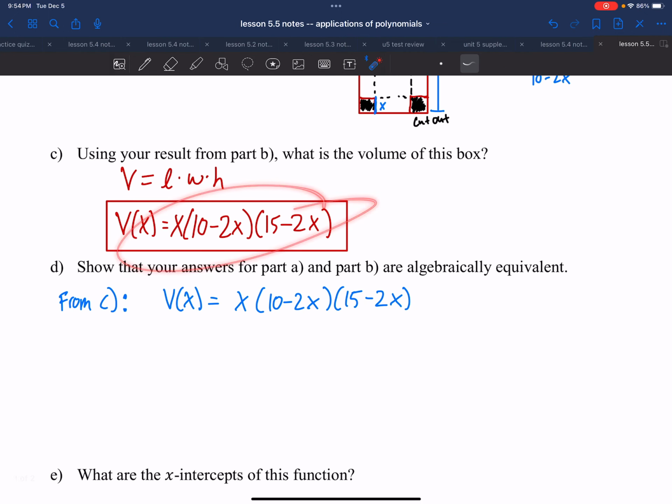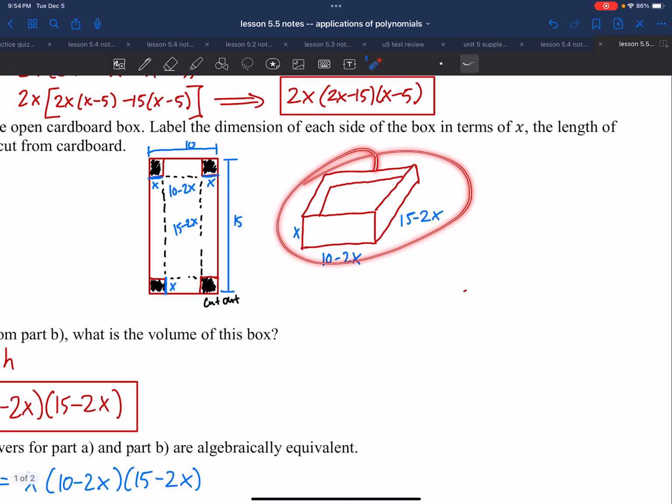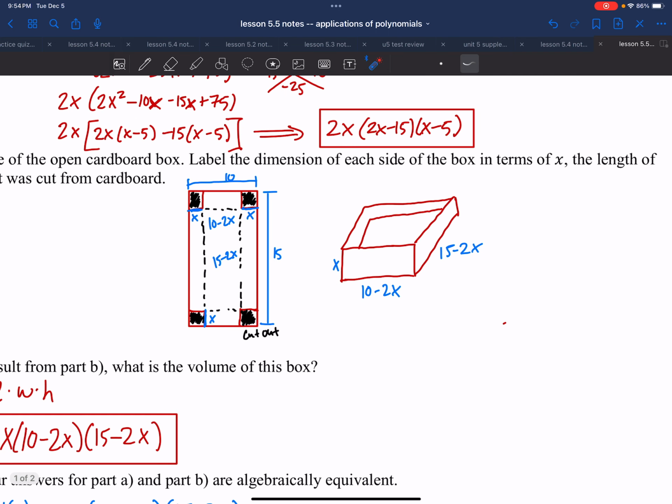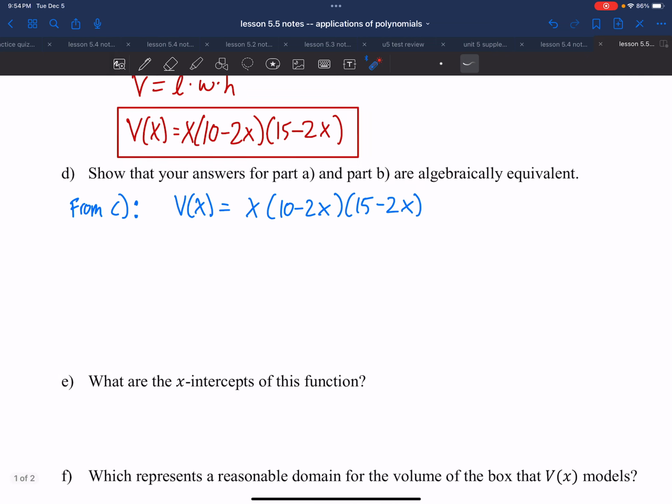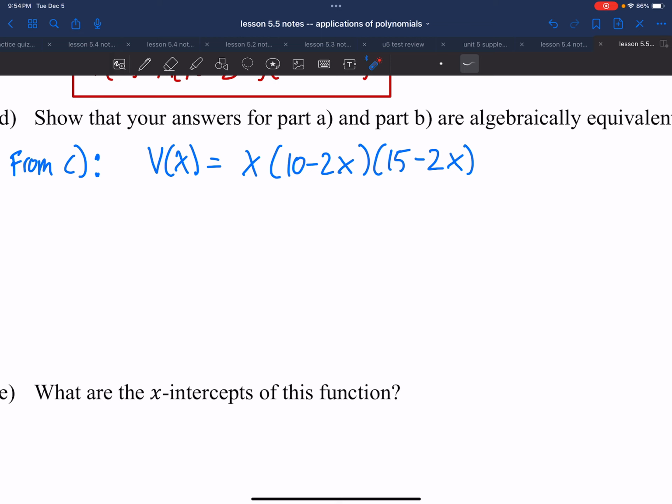That's your volume function that we found based off length times width times height geometrically, right? Again, we want to show that that volume function is the same as this in factored form. So perhaps we could ask ourselves, see, I'm yawning. Oh, I told you I was sleepy. So can you factor this further?